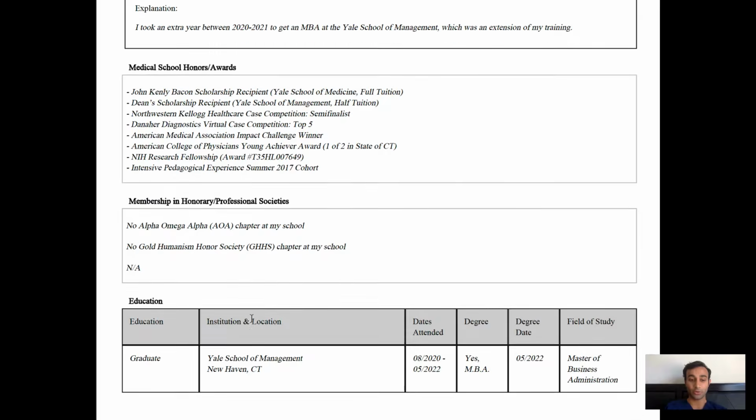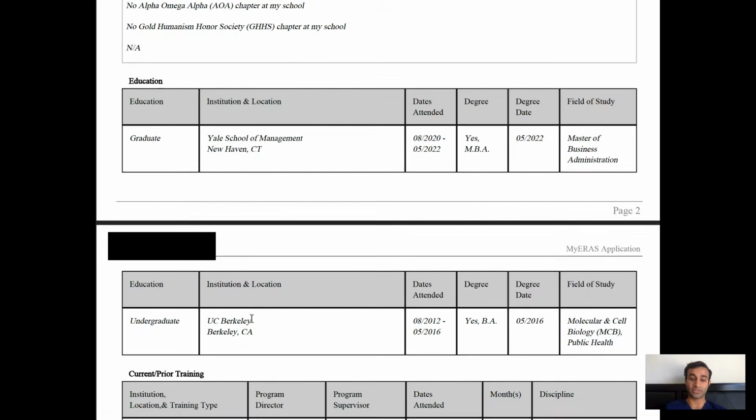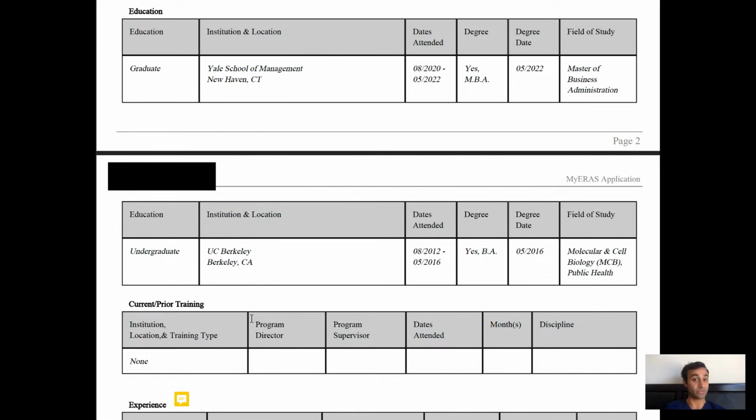And then you also get to include a bit about your education outside of medical school. So here you can see I listed my School of Management, which is where I did my business degree, when you did that degree, what degree you got out of it. And then you can also see it extend all the way back to UC Berkeley, which is my undergrad, as well as the degree I got and the two majors I had at that time. And if you had current/prior training, which includes, I think, residencies, some people do a prelim year and then have to reapply. This is where you would list that.